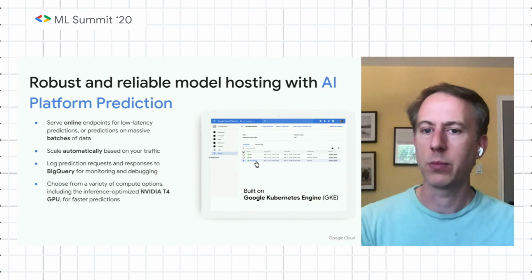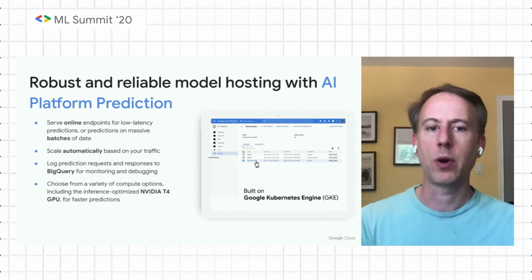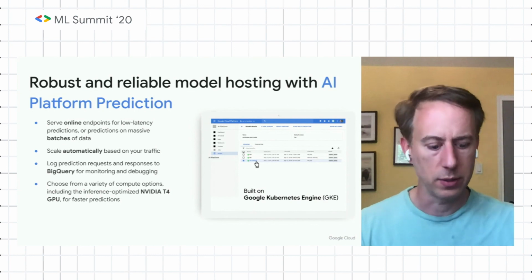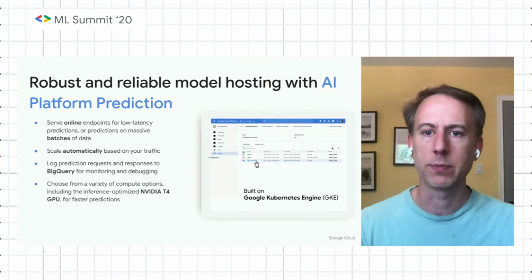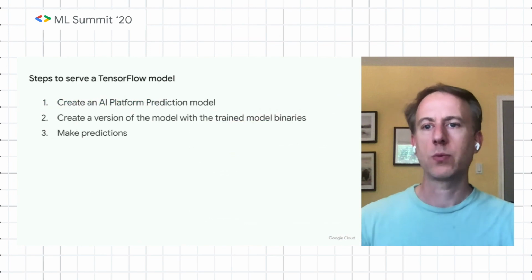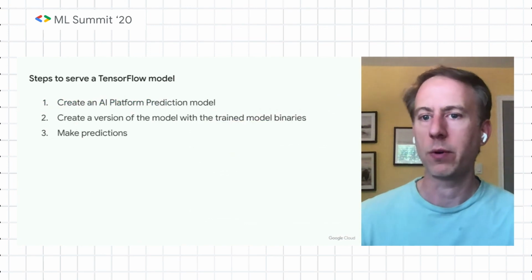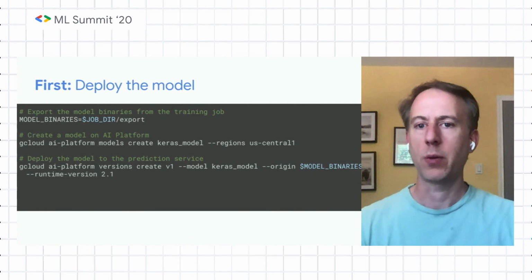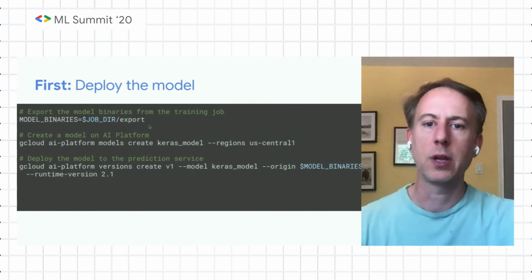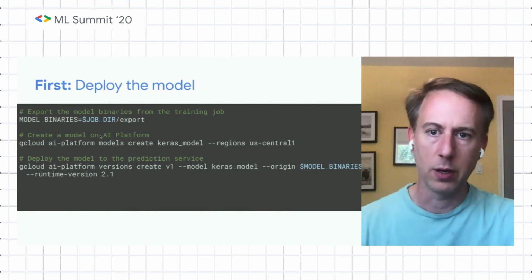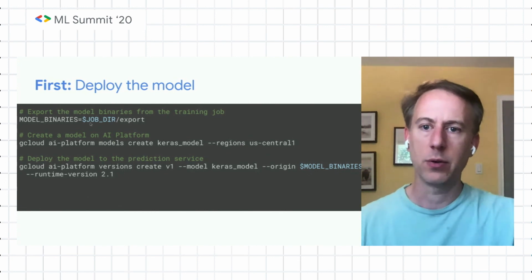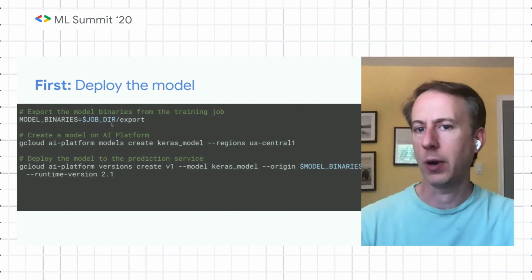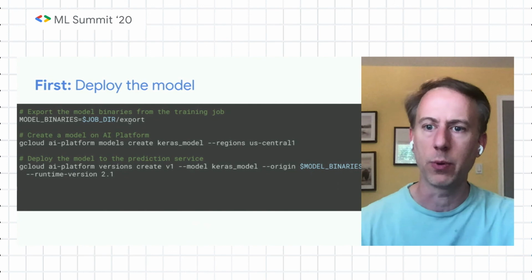It logs all the prediction requests to BigQuery, and you've got a lot of different choices as far as infrastructure on this service. Okay, so let's walk through the steps to use the AI Platform Prediction service. First, we need to deploy our model. If we think about what we did in the last section, we exported our model to a location in, let's say, a Google Cloud Storage bucket, the job directory. We put it in an export folder.